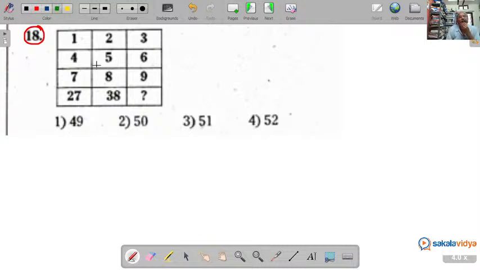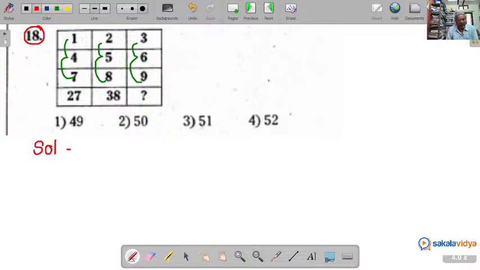See, here the only missing number is in row 1 plus 2 is 3, 4 plus 5 is 9, not working. Now row cannot be applied, check the column. 1 plus 4 is 5, 12 you are getting. 7 into 4 is 28, 28 minus 1 you do it, 27. 8 fives are 40, 40 minus 2 is 38, 9 sixes are 54, 54 minus 3 is our answer.